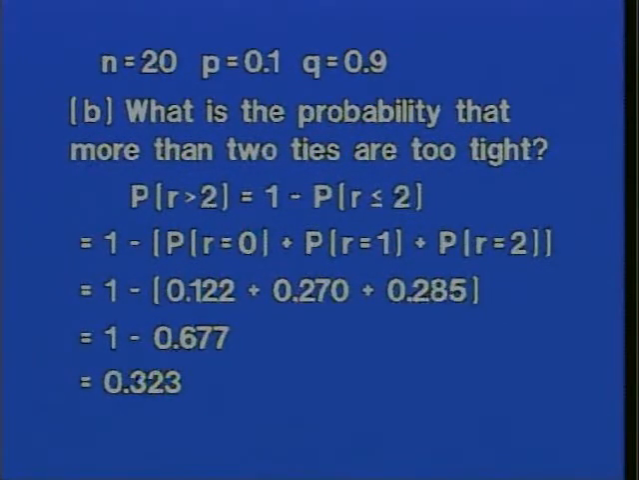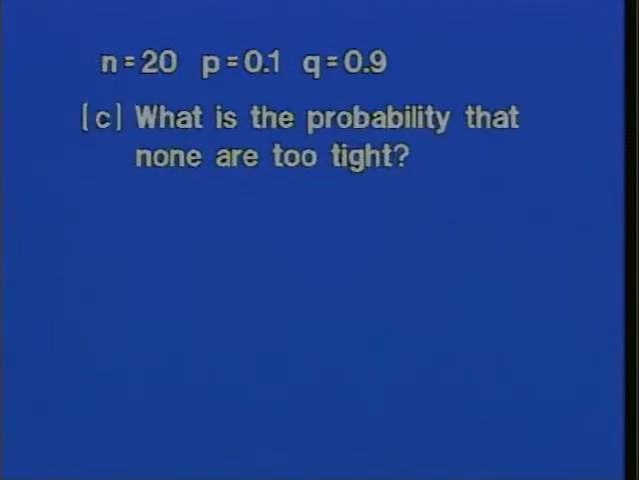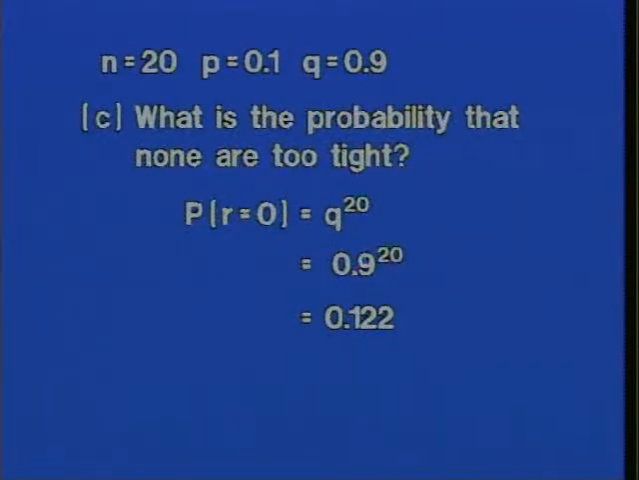room of 20 men. The next part says, what is the probability that none are too tight? The probability that no ties are too tight means the probability that r is 0. That would be failure, failure, failure, failure. We actually talked about this before as part of another problem, but q to the 20th would be 0.9 to the 20th power, or 0.122.